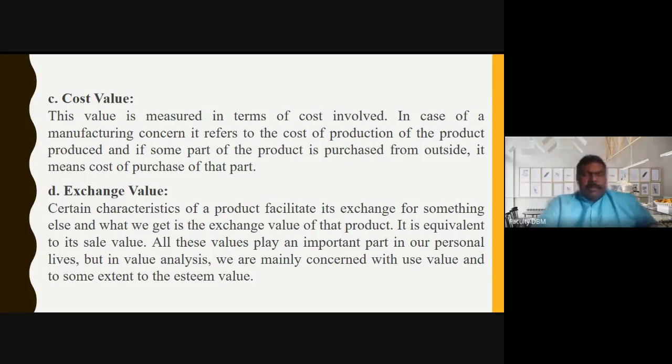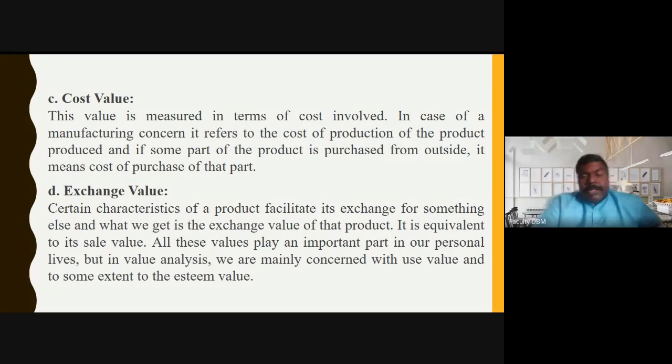So some people will be seeing the esteem value, some will see the cost, and some will see the exchange value. Why are we going to buy Maruti Suzuki motor products? Because their exchange value, the resale value, is more. Compared with Bajaj products we don't have that resale value, and for Hero Honda products we have the resale value.